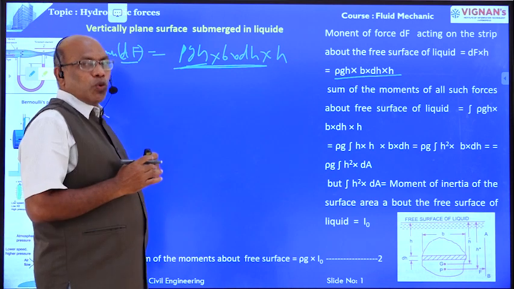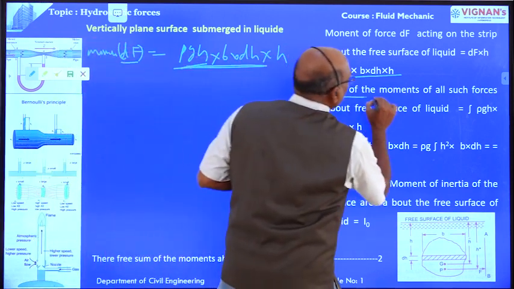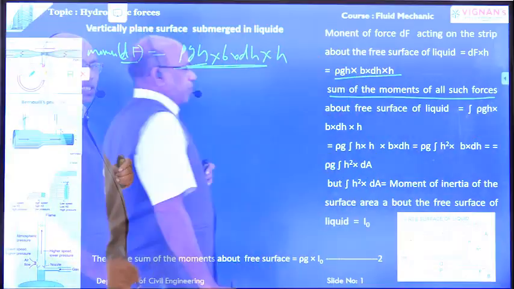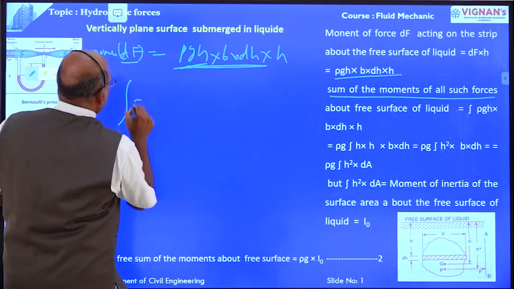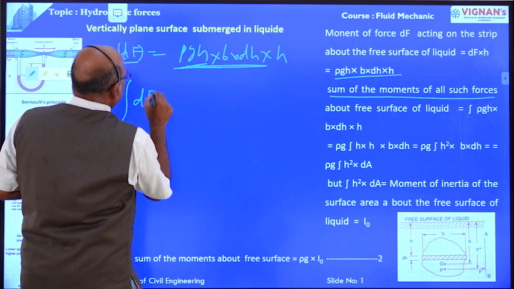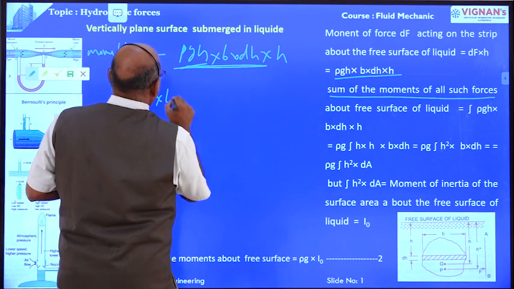Now the sum of the moments of all such forces is equal to the integral of dF into distance H.